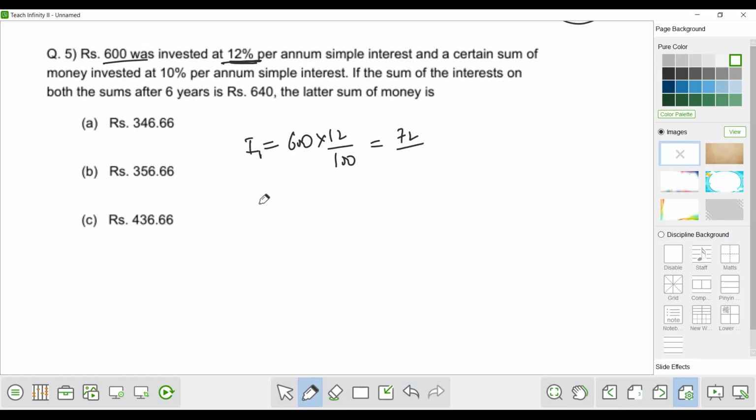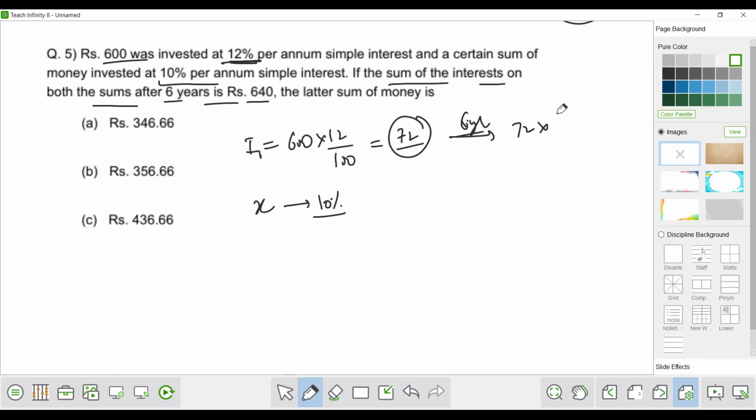And the certain sum, say x, on 10% simple interest. This is the interest of 1 year, so for 6 years this will become into 6, and this will give us 432. We will get 432 rupees interest on this amount at this rate for 6 years.